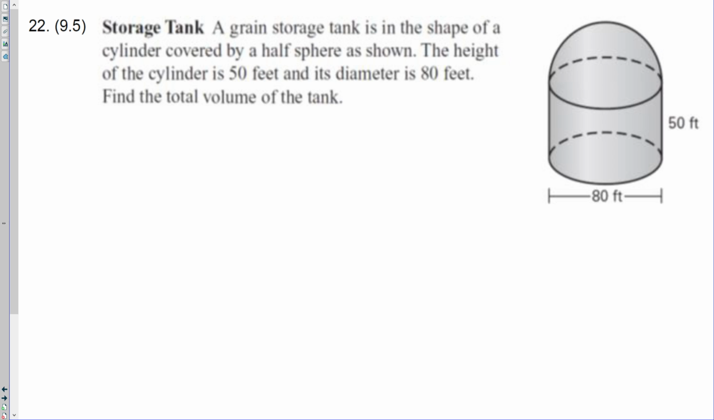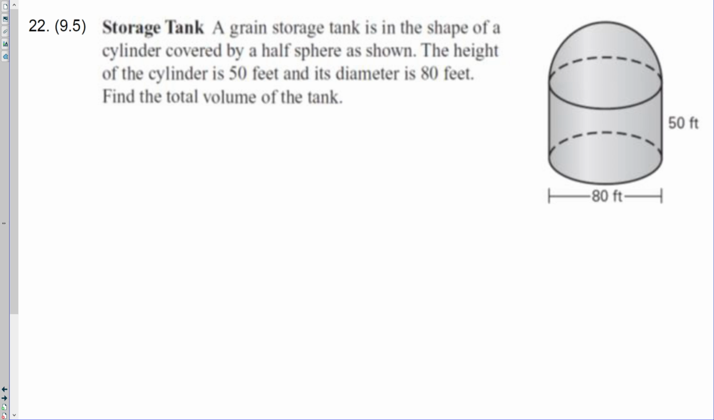Problem 22 also comes from section 9.5, which was our surface area and volume unit. So similar to what I mentioned on the last question, do make sure that your exam reference sheets have all the formulas that came from that note section for volume and surface area. This problem says the grain storage tank is in the shape of a cylinder covered by a half sphere as shown. The height of the cylinder is 50 feet and the diameter is 80 feet, and we want to find the total volume of the tank.